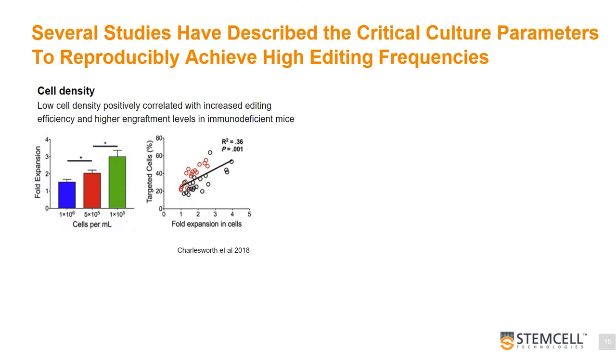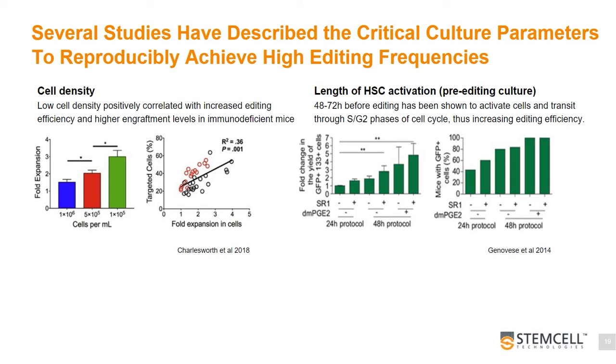These studies described several critical culture parameters to reproducibly achieve high editing frequencies in CD34 cells. Cell density has been shown to affect editing frequencies, with lower density cultures resulting in higher expansion rates and increased editing efficiency, and these two parameters have shown a positive correlation with each other. Another parameter shown to play a key role in optimization of editing workflow is the length of pre-editing culture.